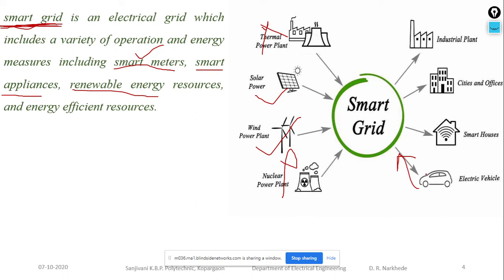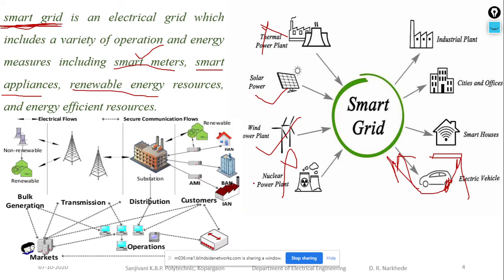When the battery is fully charged and may be standing in the parking at that time, if the parking has rooftop solar, it is going to generate electricity, the battery is going to charge over there, and then it will give power to the grid also. This is also possible over here.